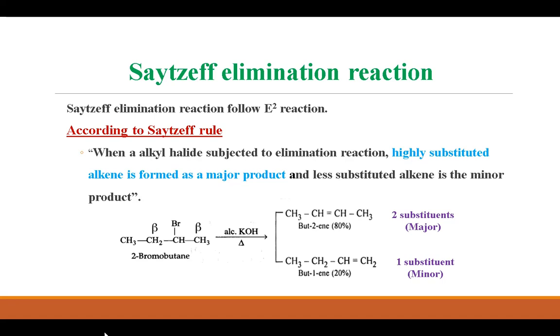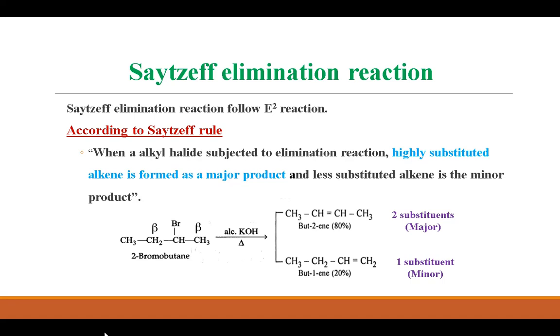According to Zaitsev rule, when an alkyl halide is subjected to elimination reaction, the highly substituted alkene is the major product, and the less substituted alkene is the minor product. That means the major product is obtained when a proton is removed from the beta carbon which is bonded to fewer hydrogens. And the major product is the most stable product. It can be easily understood by this reaction.